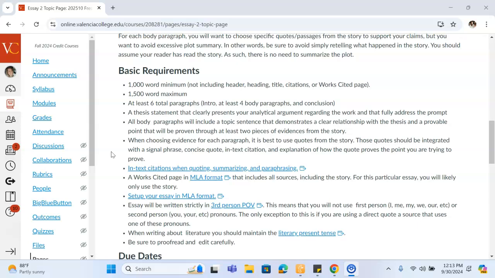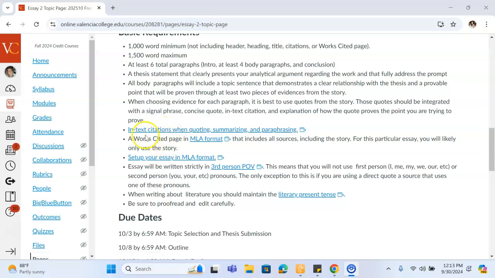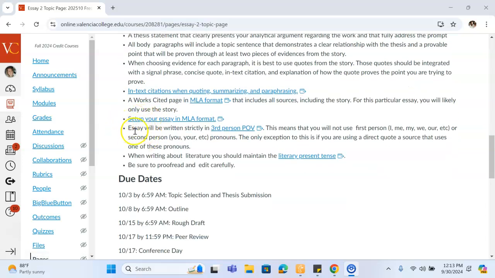Because you're working with a literary analysis, you're going to use quotes from the story. When I say quotes, I don't mean quotes of what people are saying, but passages of text that you are using word for word. That is considered a quote from the story. When choosing evidence for each paragraph, it's best to use quotes from the story. Those quotes should be integrated with a signal phrase, a concise quote, an in-text citation, and an explanation of how the quote proves the point you're trying to prove. I've provided you some links on MLA, in-text citations, and MLA for page setup. We'll talk through each of these things.